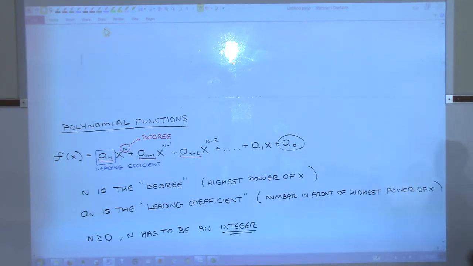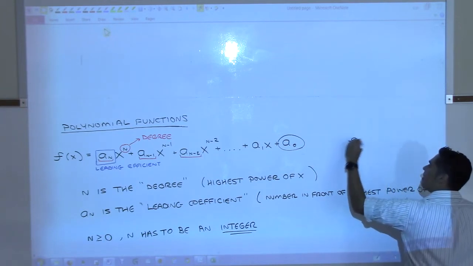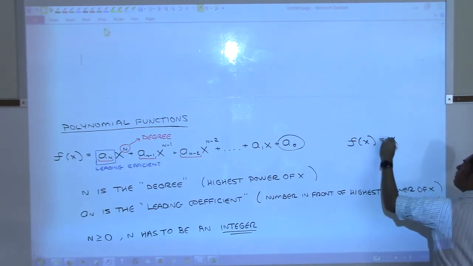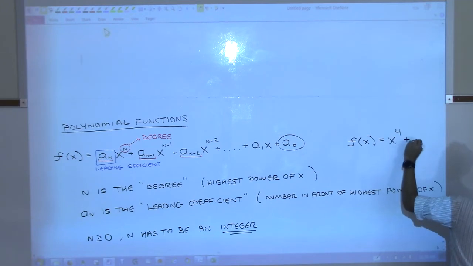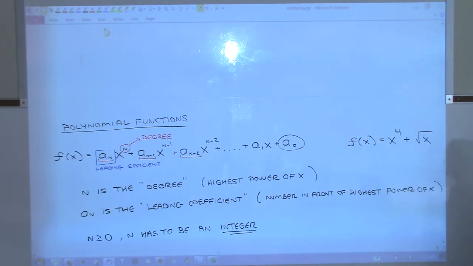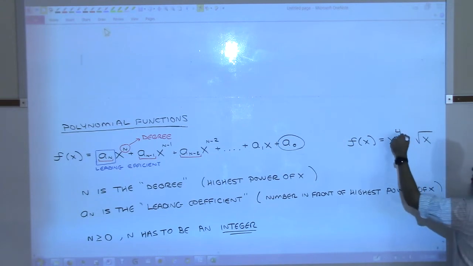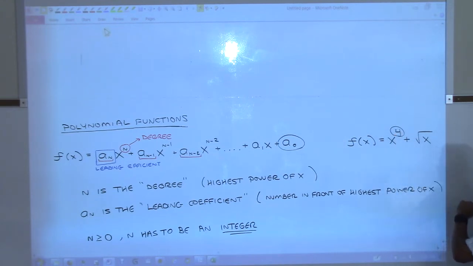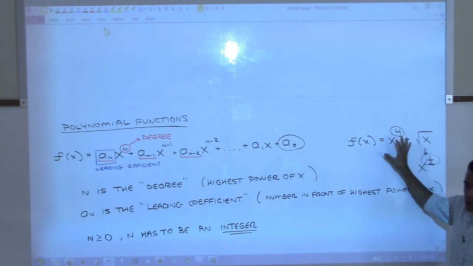Let me give you an example. If we did this function right here, that is not a polynomial function because this right here is okay, that's a positive counting number, 1, 2, 3, 4, 5. But this right here really means x to the 1/2 power. That's what the square root means, and that's a fraction, and therefore this would not qualify as a polynomial. We're not going to talk about these at all.